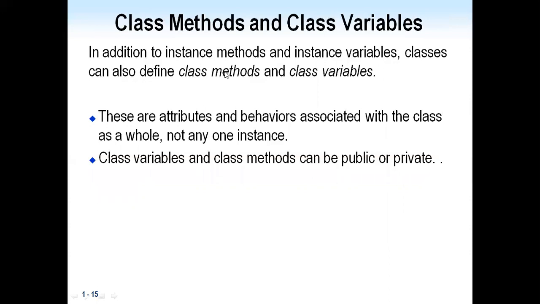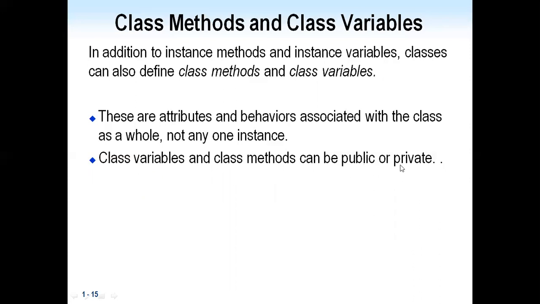Next, class methods and class variables. In addition to instance methods and instance variables, classes also define class methods and class variables. These are the attributes and behaviors associated with a class as a whole, not any instance. Class variables and class methods can also be public or private. You already know a class means a collection of variables and methods, and the methods and variables defined within the class are public or private.